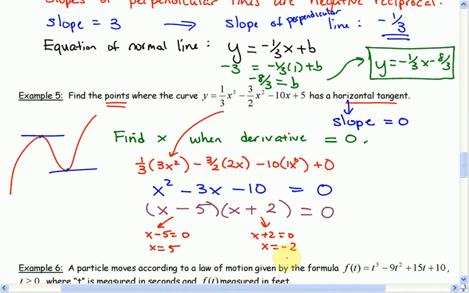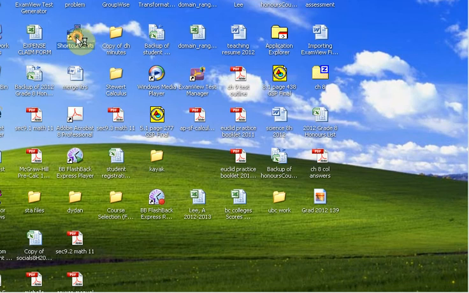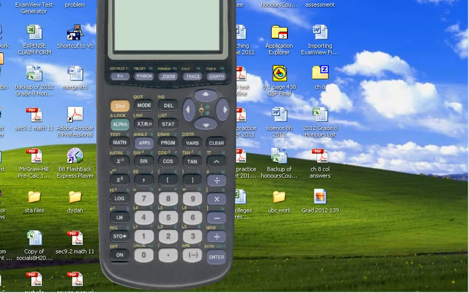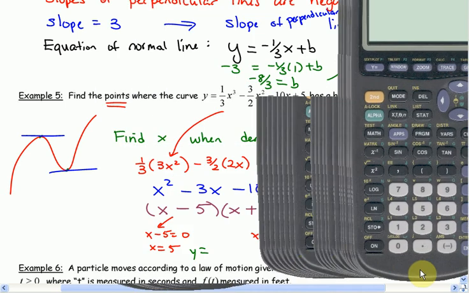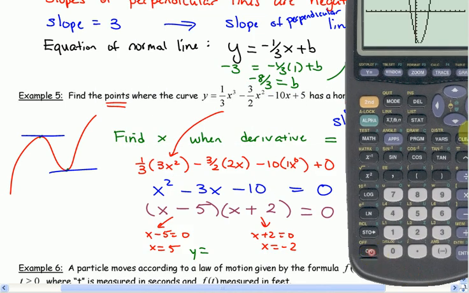And we are almost done, except I asked you for the points, not just the x-coordinates. So you now have to figure out the y-coordinates. And to do this, I will allow you to use your graphing calculator, if you have yours with you. There you go. It's in your locker. Don't go get it. Just watch.